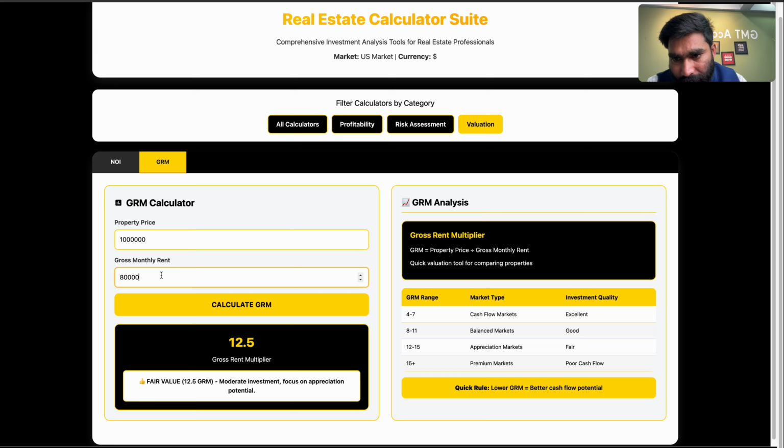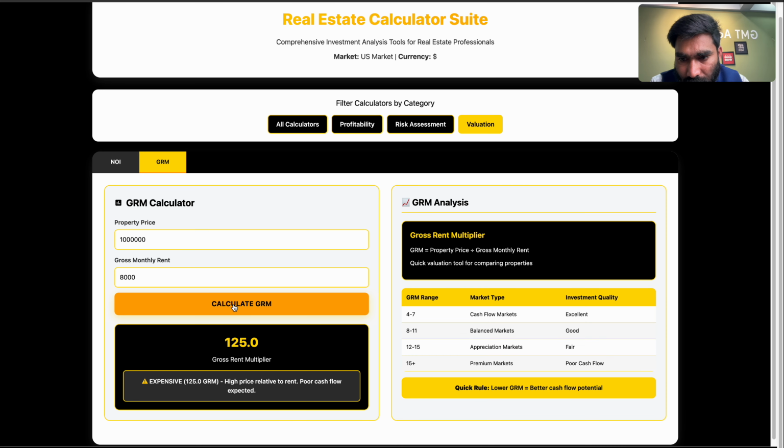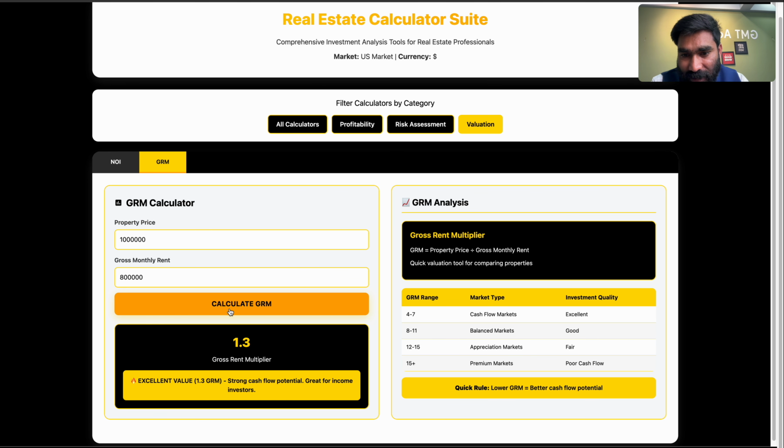So now if I reduce the gross monthly rent, if I reduce the income, the gross rent multiplier would be higher. Higher is more dangerous, right? It should be lower. Now if I increase it, look at this. Wow, it's a decent one. If I increase the gross monthly income compared to the property price, the gross rent multiplier is strong. It means it's an excellent value proposition or investment.